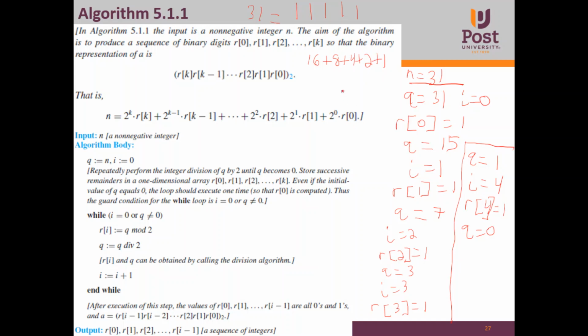So that's an example of how to write that in binary while tracing this particular algorithm. Thank you.